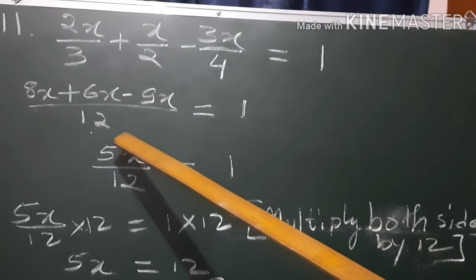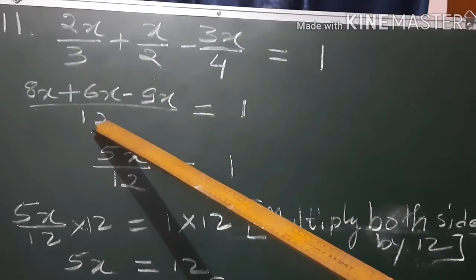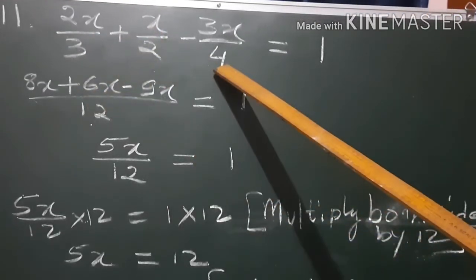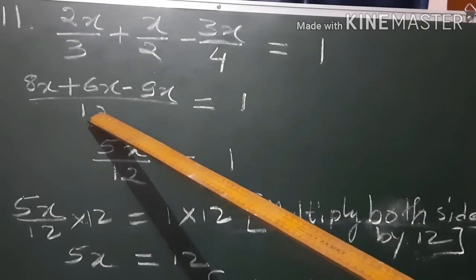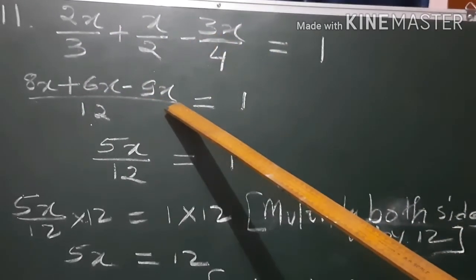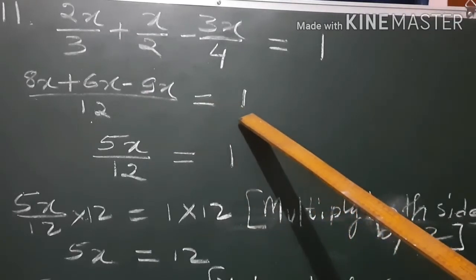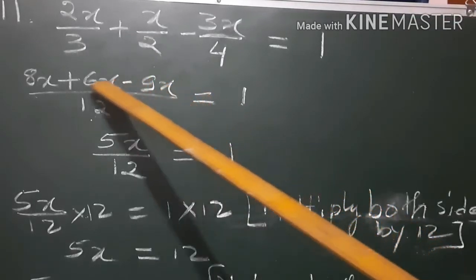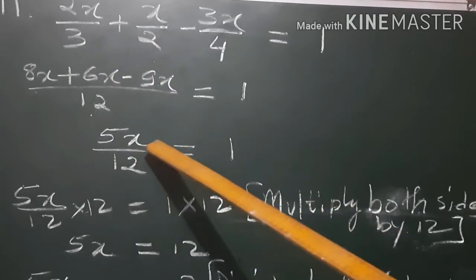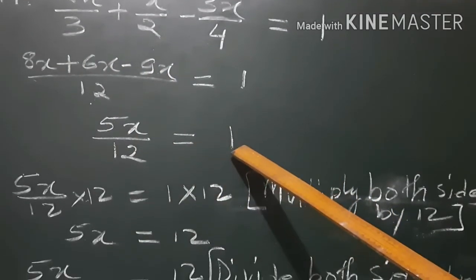2 6s are 12. So the 6 will go with x, we get 6x. 4 3s are 12. So this 3 will go with this 3 and 3 3s are 9x we get. Another side we have 1. Now on simplifying this plus and this minus, we get 5x upon 12 is equal to 1.